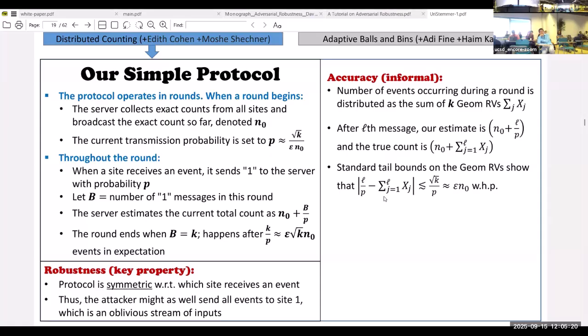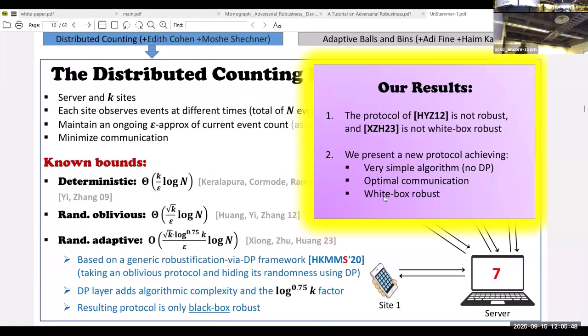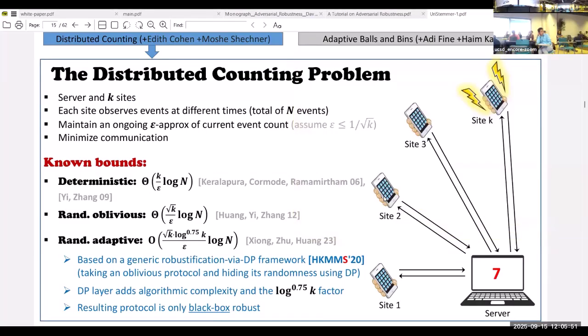More questions? Okay, so what about communication? Like you said, Samson, from round to round, the N0 increases by that factor. So the number of rounds is logarithmic with that base. And within every round, the communication is exactly K, because you have K1 messages, so it gives you the correct communication complexity. You also need a plus K number. Yeah, it's hidden. Right. All of these random protocols have this hidden here.